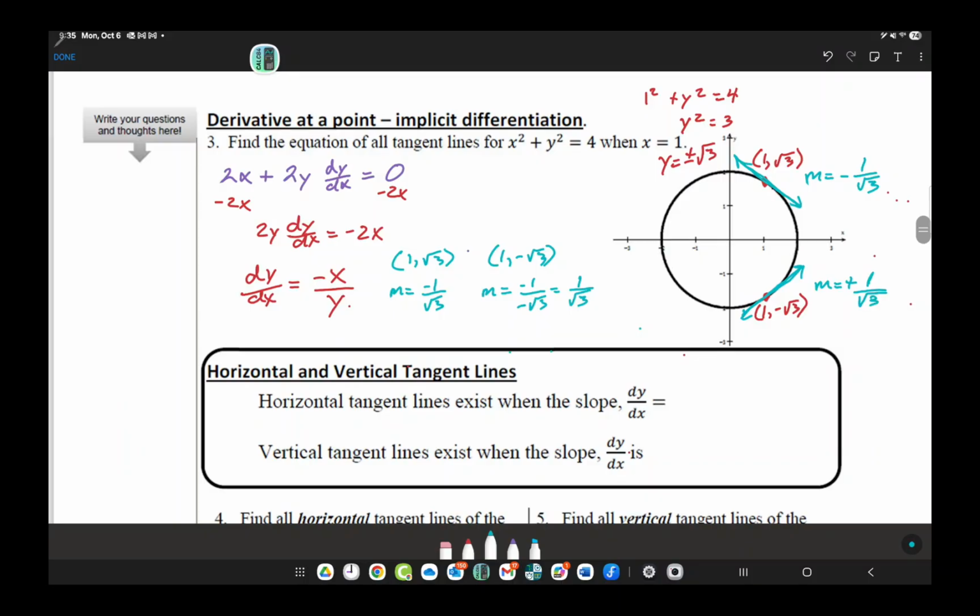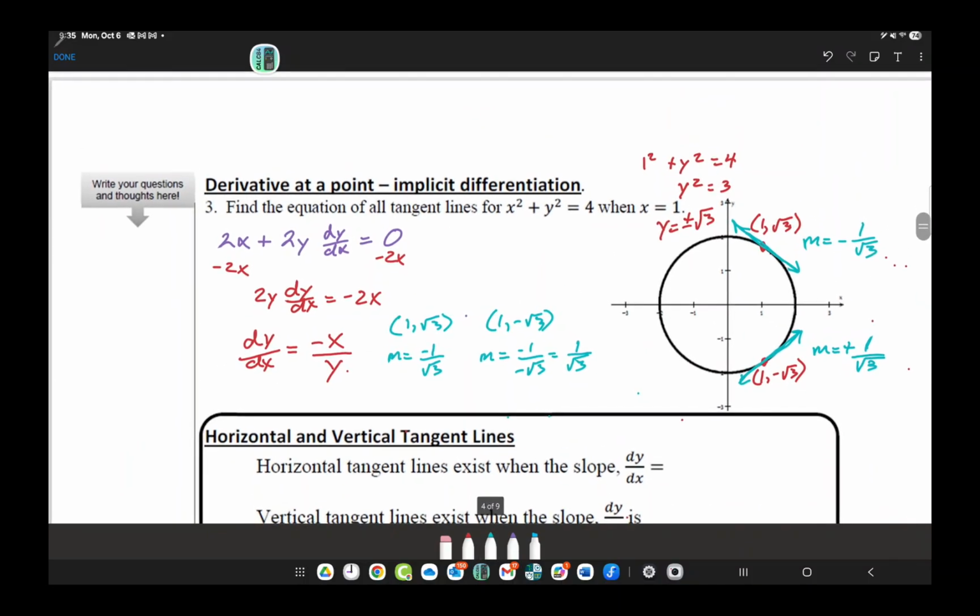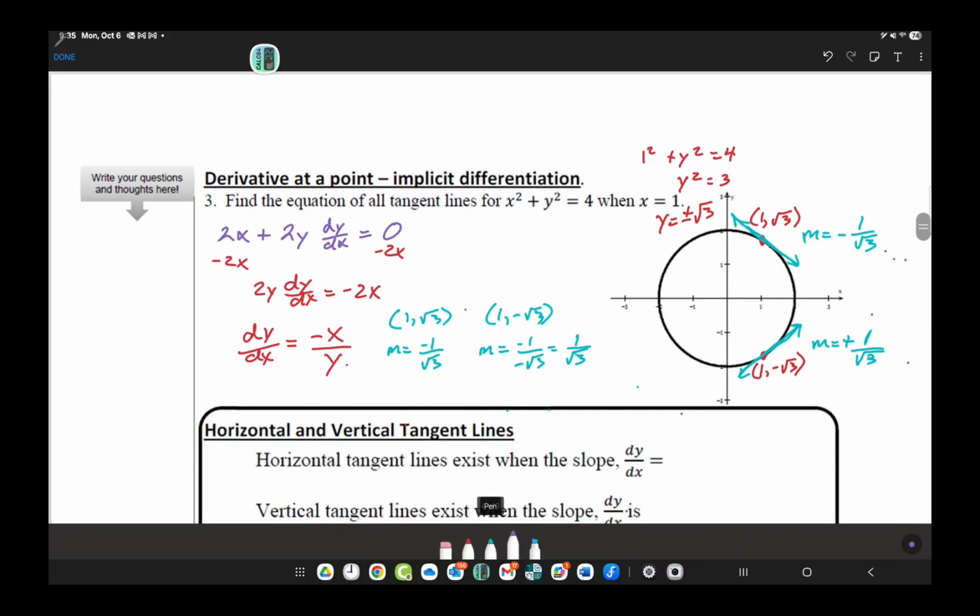Now, it does want the 2 equations, and I don't really have room to write it down here, so I'm going to put it up top here. My first equation, y minus root 3 is equal to negative 1 over root 3 times x minus 1. Second equation, y plus root 3 is equal to 1 over root 3 times x minus 1. So there's the 2 equations.